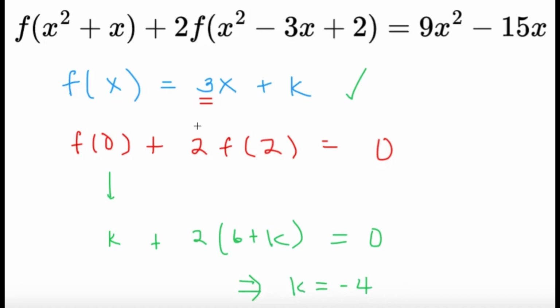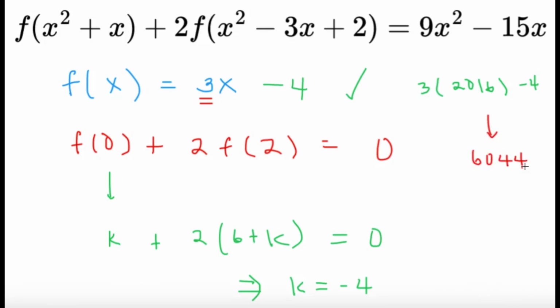So f of x would be equal to 3x minus 4. The last step here is just going to substitute x as 2016. Now if I substitute x as 2016, that's going to be 3 times 2016 minus 4. And that's going to give me the answer of 6,044. And that's pretty much the first approach to the question.